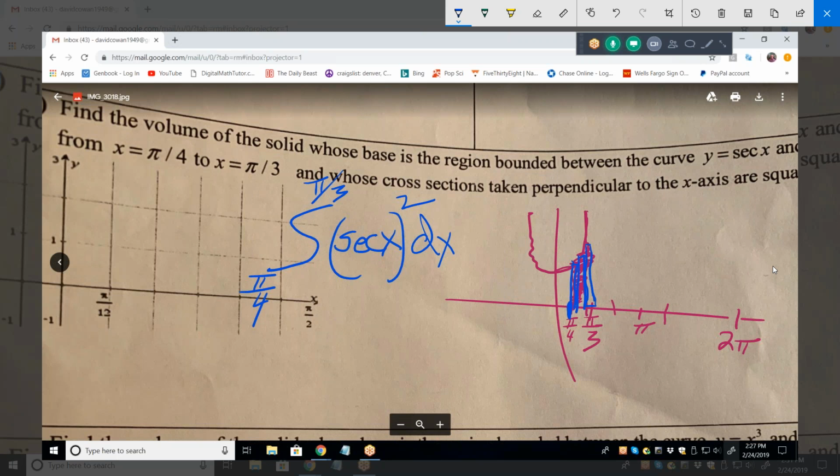So we're going to take the y value, which is secant x. We're going to square it. We're going to multiply by the thickness of each piece of cardboard. That's dx. And this gives you the volume of each. That gives you dV, the volume of each square. And that's really a good way to look at it. Okay? Right. So all we have to do is solve this now. That's definitely what we're looking at.